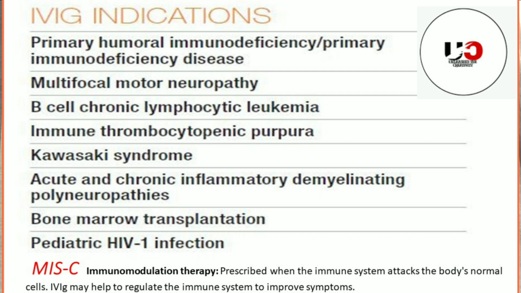When we come to ITP, or idiopathic thrombocytopenic purpura, IVIG is used to prevent and control bleeding as well as increase the platelet count. So the indication of IVIG therapy is different in each condition. Then in Kawasaki disease, we know the main complication is coronary artery aneurysm, so IVIG is used for preventing that coronary artery aneurysm.